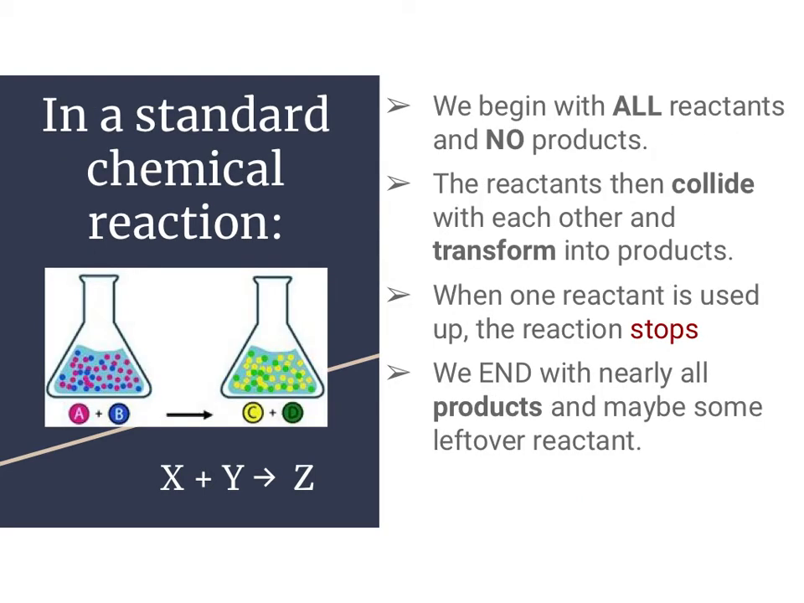In a standard chemical reaction, so non-reversible, where we have our single arrow, we begin with all reactants and no products. The reactants then collide with each other and transform into the products. When one reactant is used up, the reaction stops because it can't make any more product. We end up with nearly all products, maybe some leftover reactant if we had extra of one of them. That's in a standard chemical reaction. So how is that different from a reversible reaction?